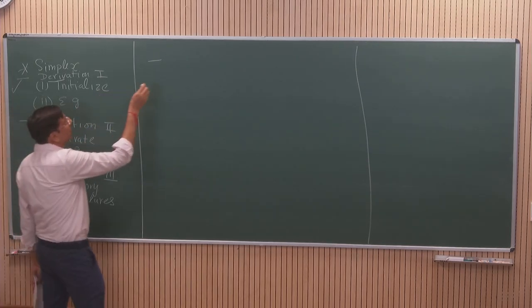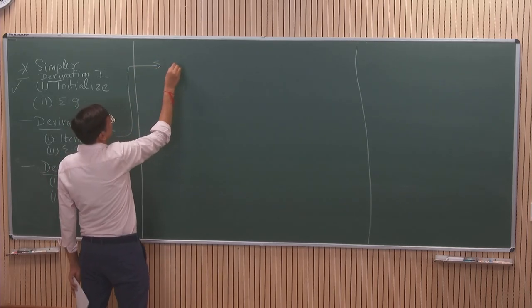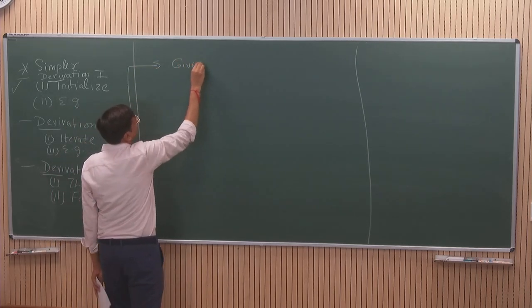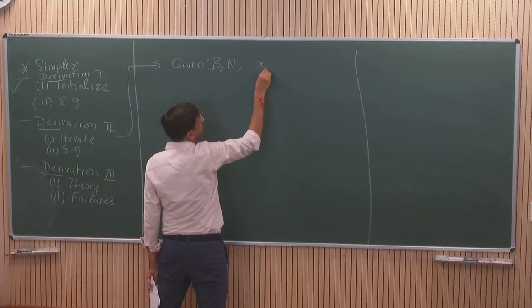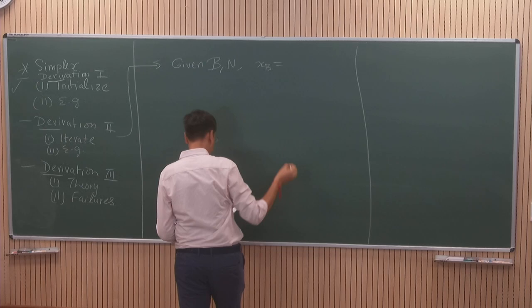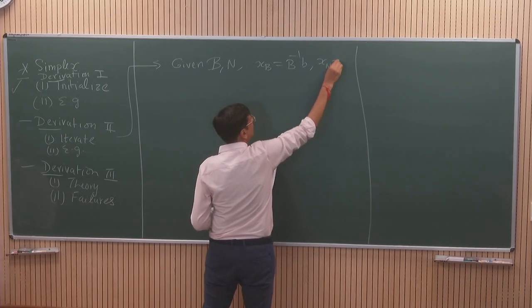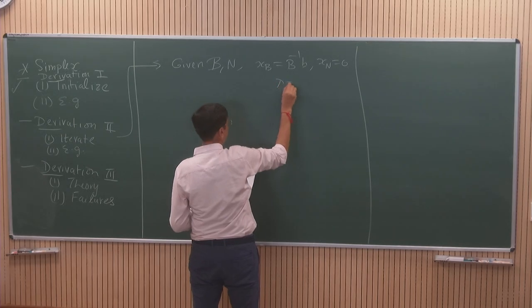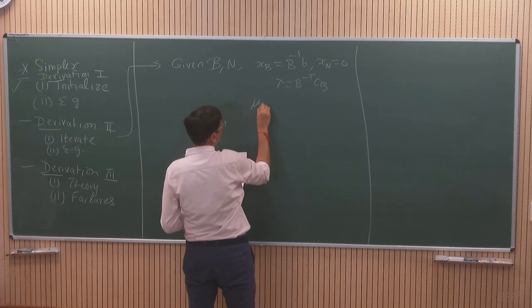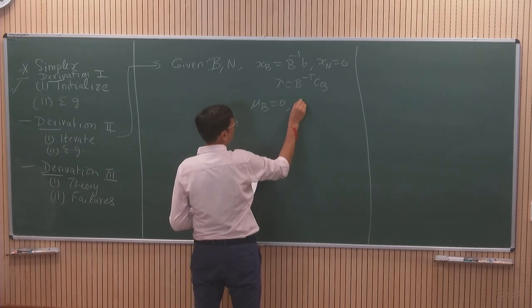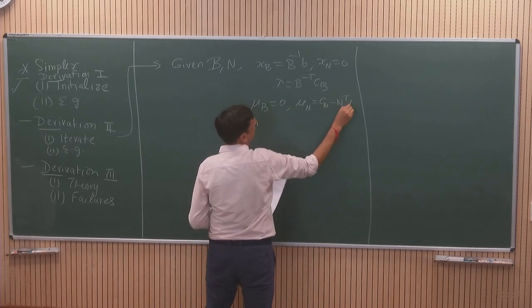We did an initialization. So what was the initialization part? We had given a B set and an N set. We had written last time that XB is equal to B inverse b, XN is equal to 0, lambda is equal to B minus transpose CB, mu B is equal to 0, and mu N is equal to CN minus N transpose lambda.